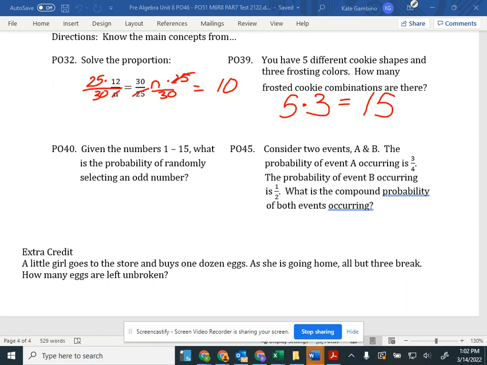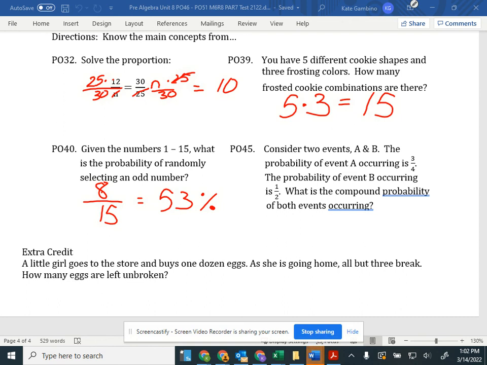Given the numbers 1 to 15, what is the probability of randomly selecting an odd number? 1, 3, 5, 7, 9, 11, 13, 15. Out of those 15 numbers, 8 of them are odds out of 15. Some of us just left it as a fraction. Some of us divided 8 by 15 to get our percentage. I accepted either one because it didn't say what format it wanted the final answer in. So I accepted the fraction, I accepted the percentage.